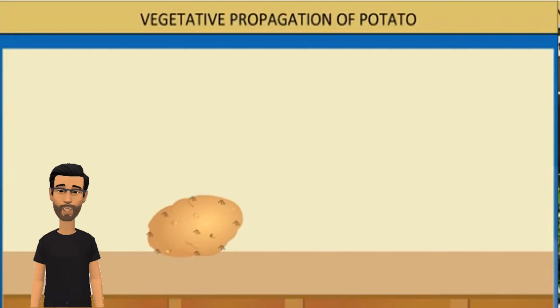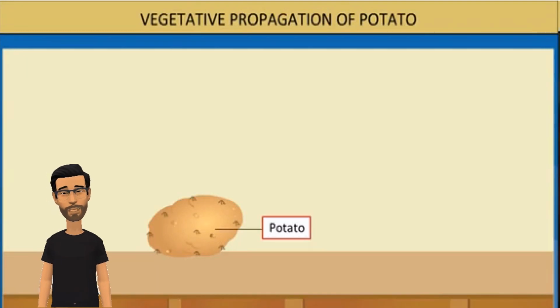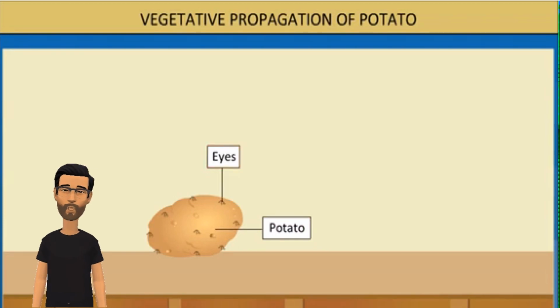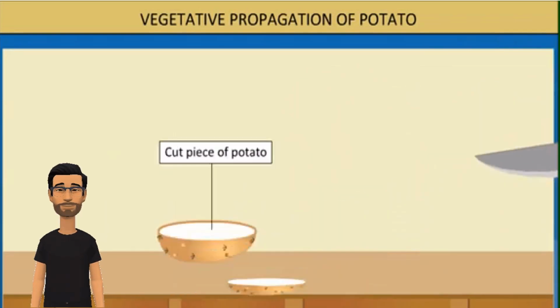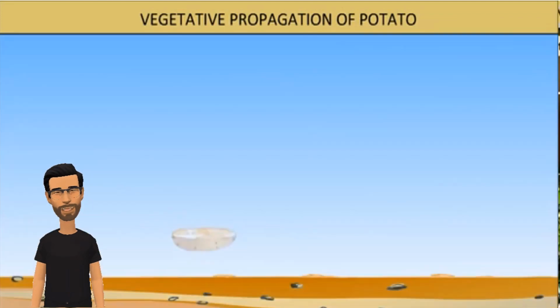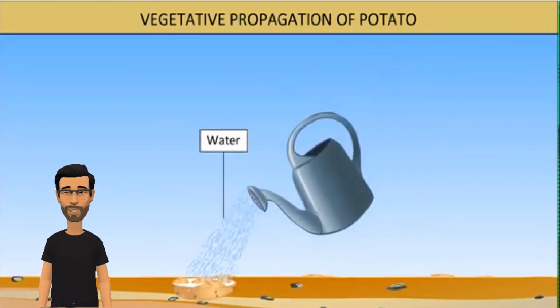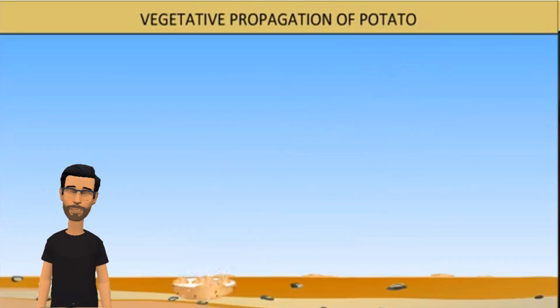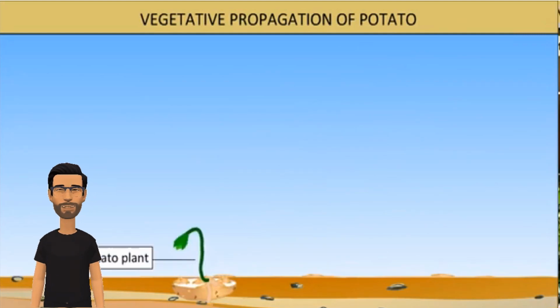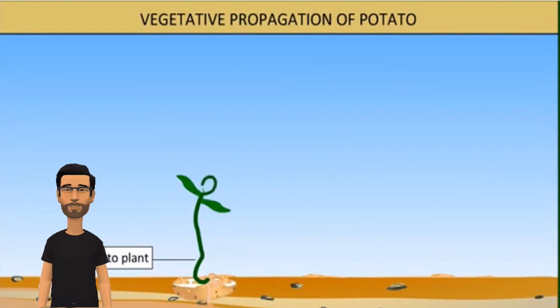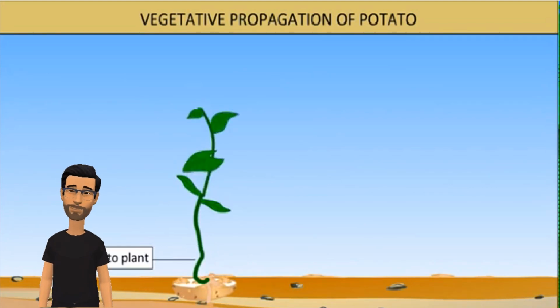Vegetative propagation of potato. Here we take a potato with scars on its surface called eyes. Now, cut a small piece with a scar from the potato and bury it in the soil. After regular watering, a new plant of potato emerges. Likewise, you can also carry out vegetative propagation in other plants like ginger, etc.